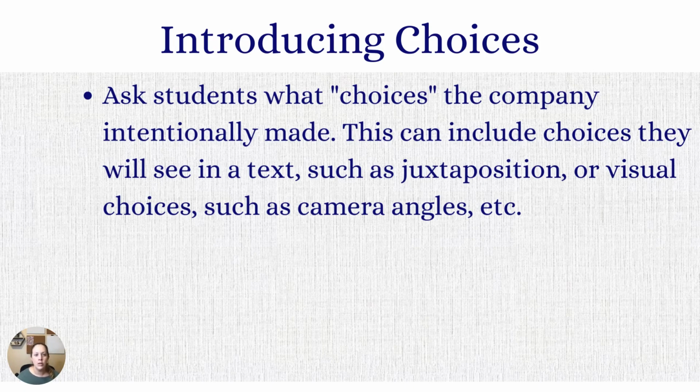Now, this can include choices that they might see in a text, like juxtaposition, so meaningful contrast, or it might be something that's more visual that they would pretty much only see in a commercial, like the camera angles, or maybe something more auditory, like the music. I found that students are usually able to latch on to 1 or 2 things that they know the company did on purpose. Some of the Nike commercials have really strong juxtaposition or repetition, and students are usually able to identify that pretty readily. And that leads to a great starting point for us to talk about rhetorical choices as we move deeper into our rhetorical analysis unit.